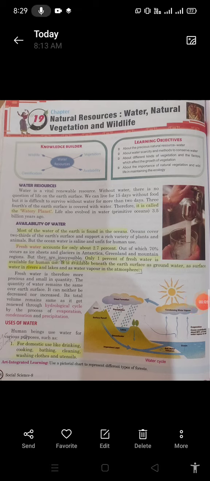Today we will read about natural resources: water, natural vegetation, and wildlife. It is 8th class, chapter 19. So, what will we read in this chapter?